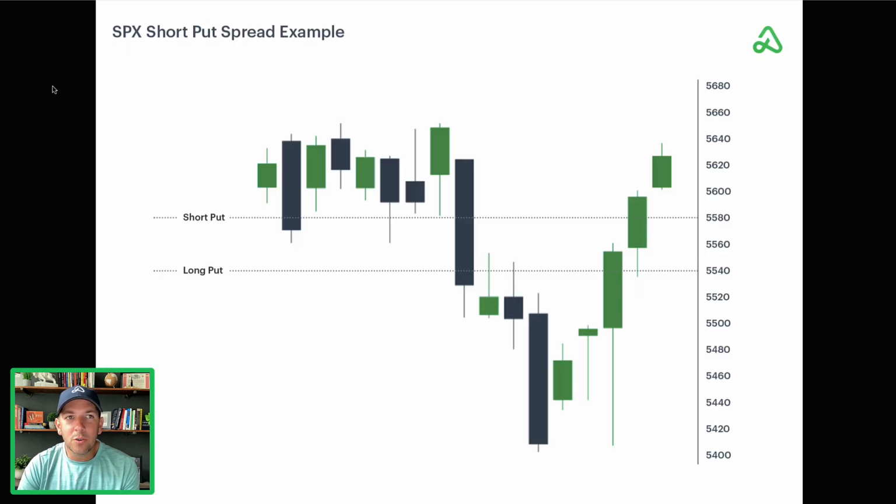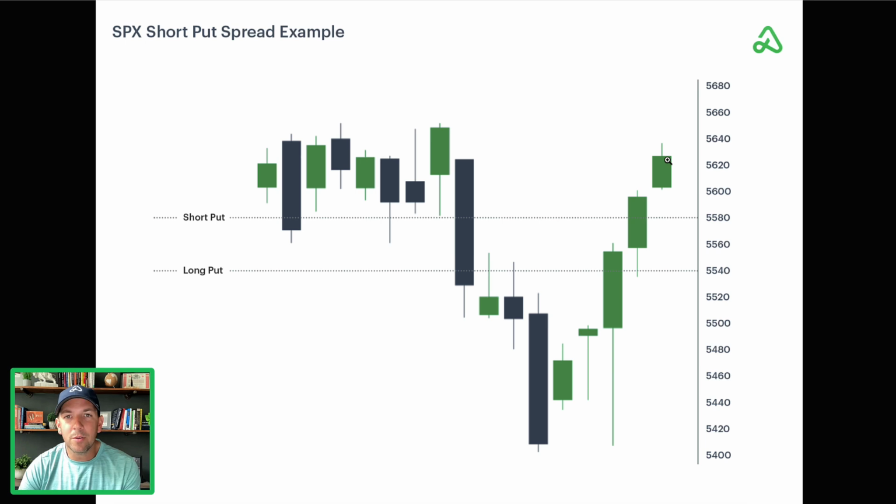So just to go through a quick example here so you can visually see it, and then I'll show you an example with my own account. But let's just say you have this short put spread that you're trading in SPX. So you've got your short put at, say, 55.80, and you've got your long put at 55.40. So beginning of the day, you open up this position, SPX is trading higher, then it dips down below your long put leg, and then it ultimately ends up coming back up.